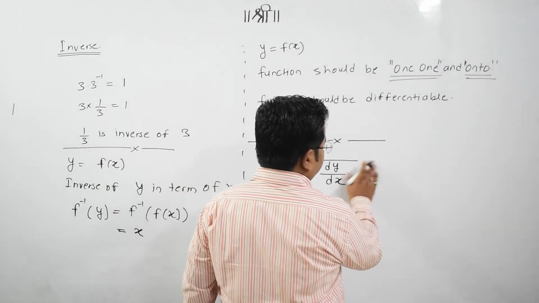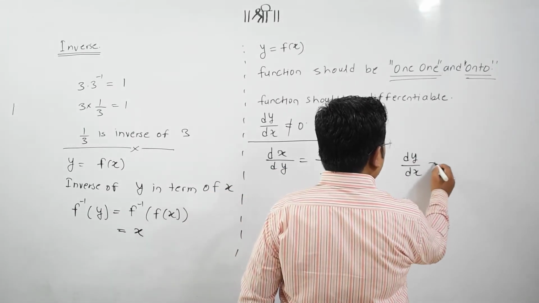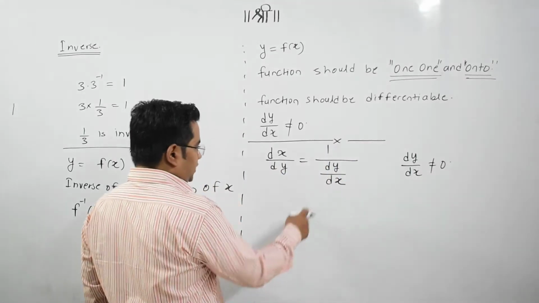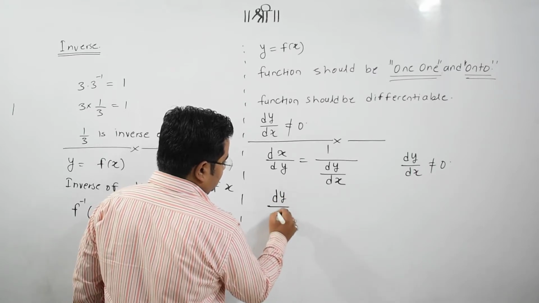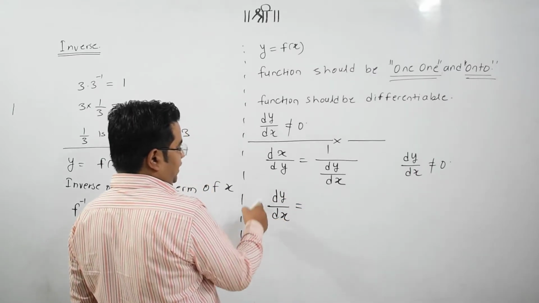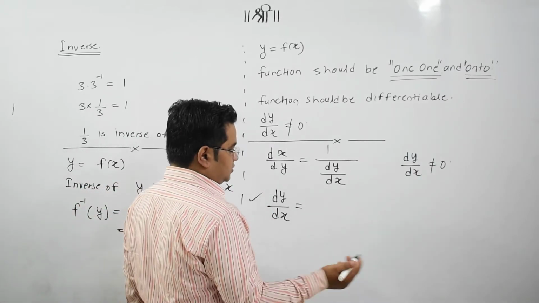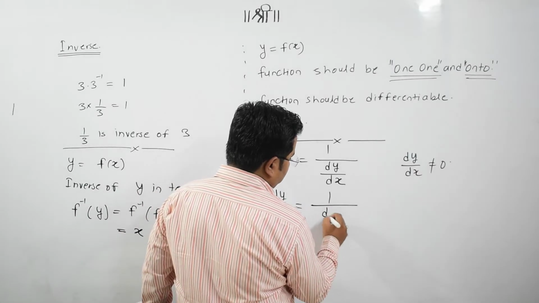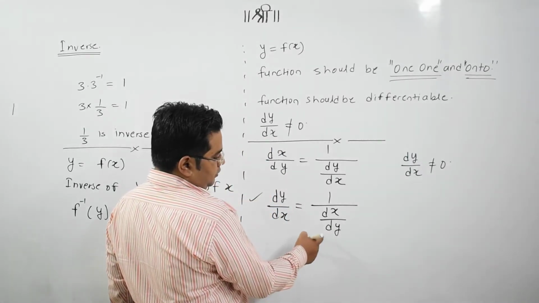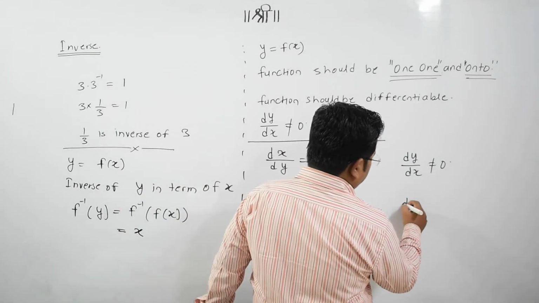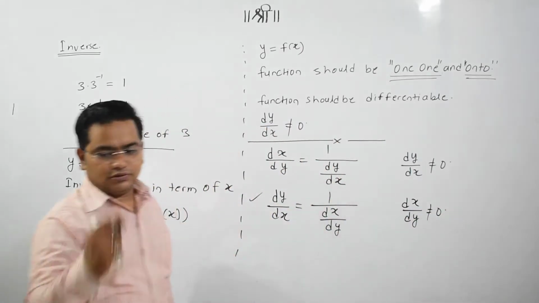Now the next step is what? The next step says something like this: dy upon dx should not be equal to 0. And again I am writing a different equation. What is that? Dy upon dx, most probably we are finding this only. We are not dealing with the other one. So right now I am doing this, and you are also doing this. That's why this condition is quite important. So dx upon dy, look at it properly, again this dx upon dy should not be equal to 0.